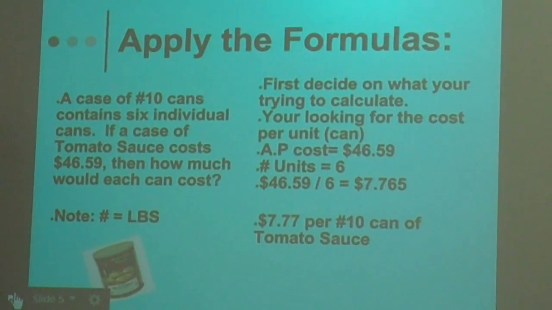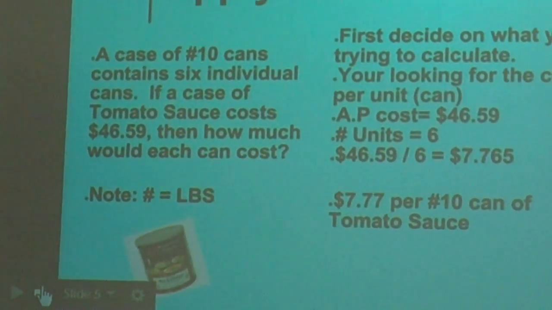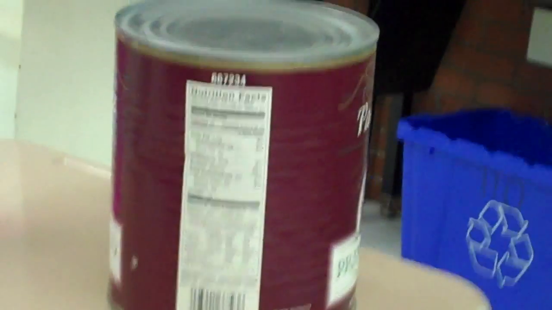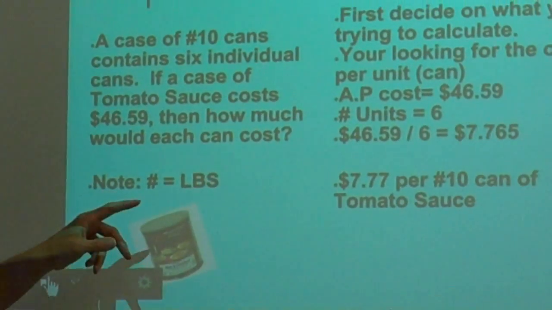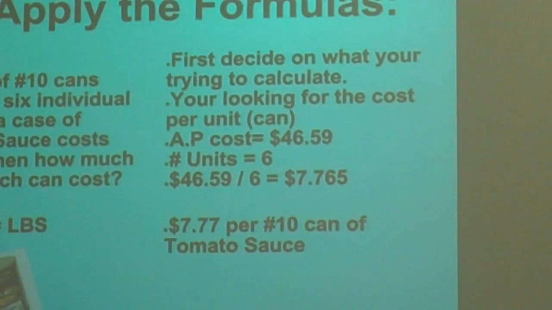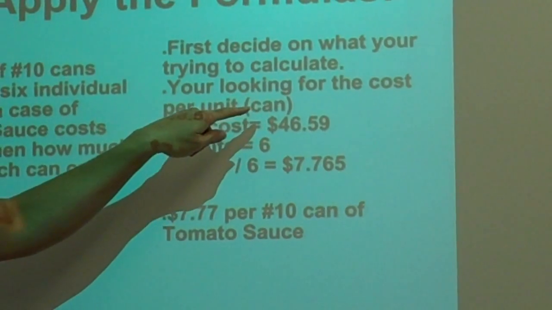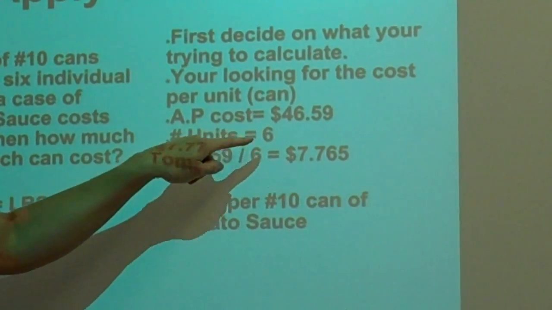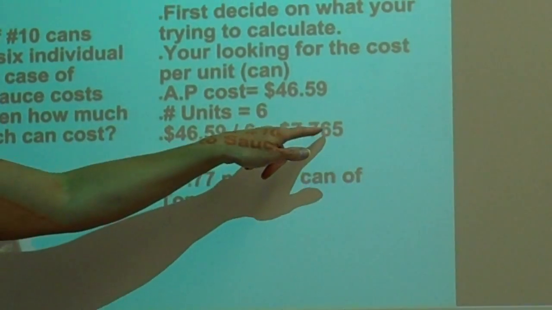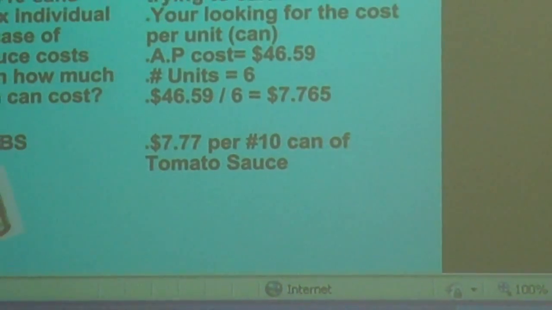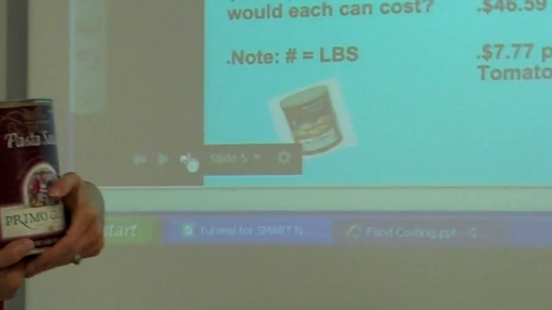So now we're going to apply these formulas. A case of number 10 cans costs $46.59. So that means a case of this tomato sauce is $46.59. How much would each can cost? Okay? So, first decide on what you're trying to calculate. You are looking for the cost per unit, the can. AP cost is $46.59 for the whole case. Inside the case are 6 cans. $46.59 divided by 6 is $7.77. You would round up there. So $7.77 for each can of tomato sauce. So this can costs us $7.77.